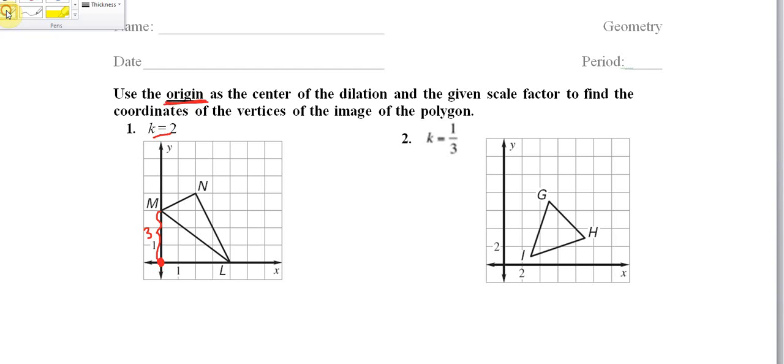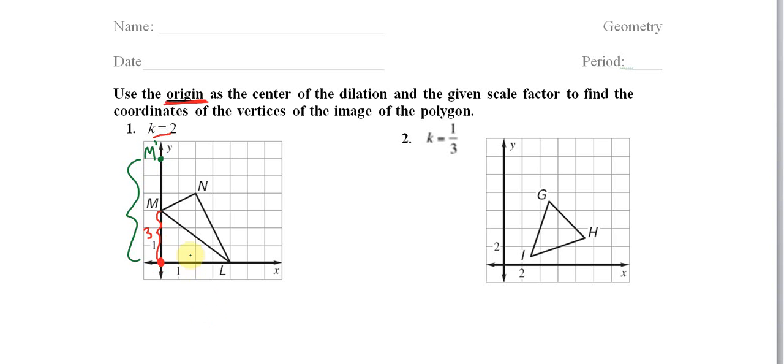All that means is that from the center to M prime must be a distance of 6. So I simply go up 1, 2, 3, 4, 5, 6. So from the center to M prime must be twice that size.